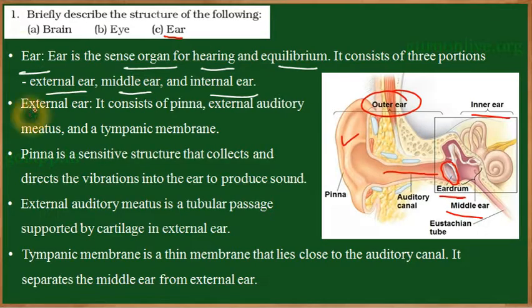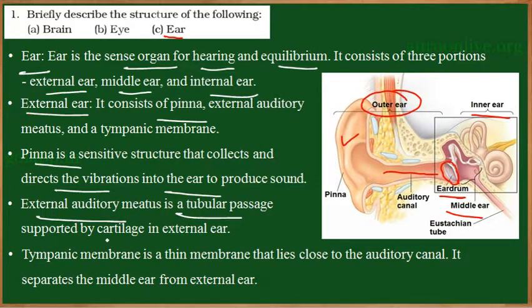Now the function of the ear pinna is to collect the sound waves and send them on. So it collects the sound waves and they are transferred to the inner ear. The external auditory meatus, that is the auditory canal, is a tubular passage which is made up of cartilage in the external ear.